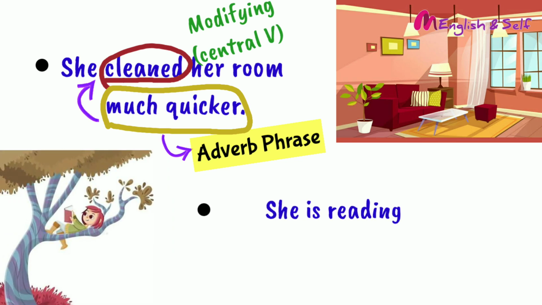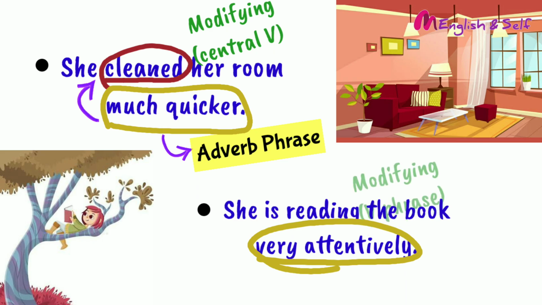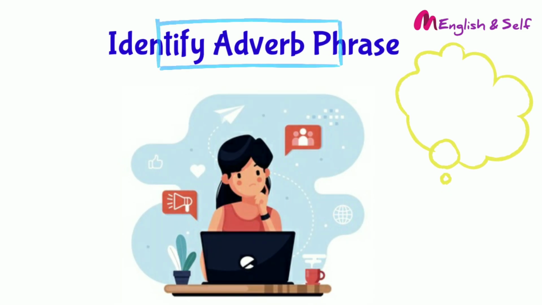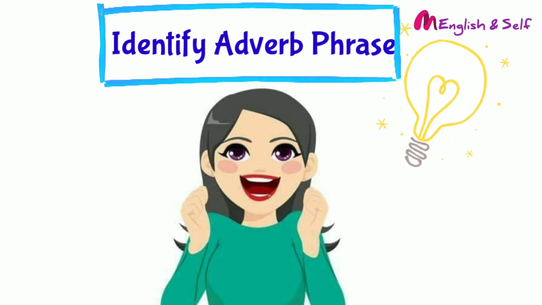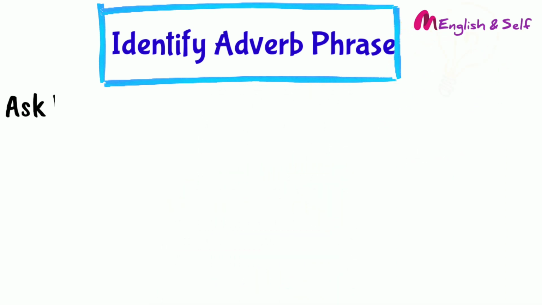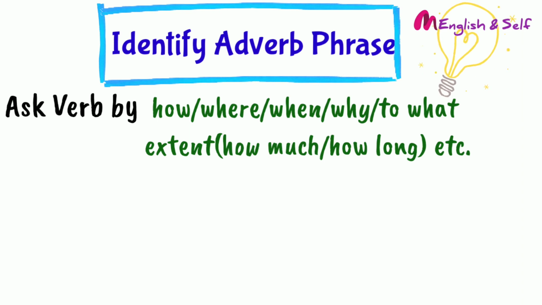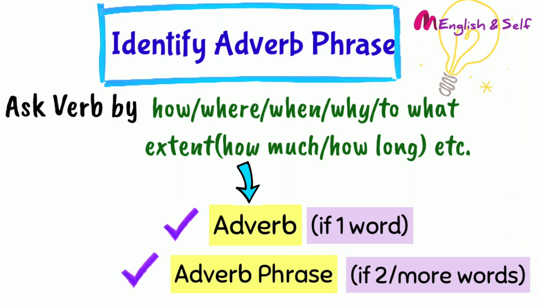Similarly, when I say, she's reading the book very attentively. Here, very attentively modifies the verb phrase is reading. So, it's also an adverb phrase. Now maybe you were wondering how to identify adverb phrase. I can tell you the easiest way. Since adverb almost always modifies verb, so ask your verb by how, where, when, why, to what extent, like how much, how long, etc. You will get that verb. And if it's more than one word, then call it adverb phrase.